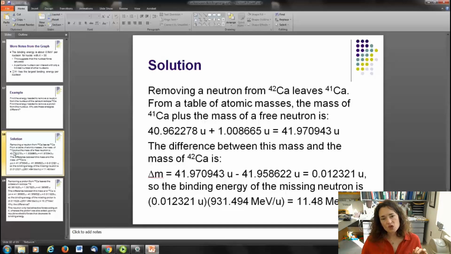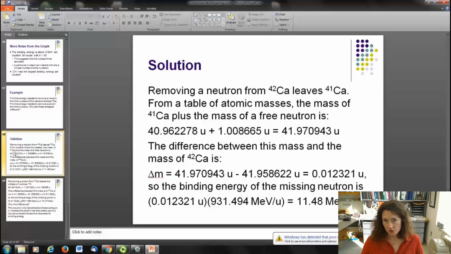So removing a neutron from 42 calcium is going to leave 41 calcium. It's still calcium because you haven't removed a proton, but you've got a different isotope of calcium. Now, there's tables of atomic masses. There's one in the appendix of your textbook, okay? You can also find this information online. From the tables of atomic masses, you can find the mass of 41 calcium, and you can also look up the mass of 42 calcium.